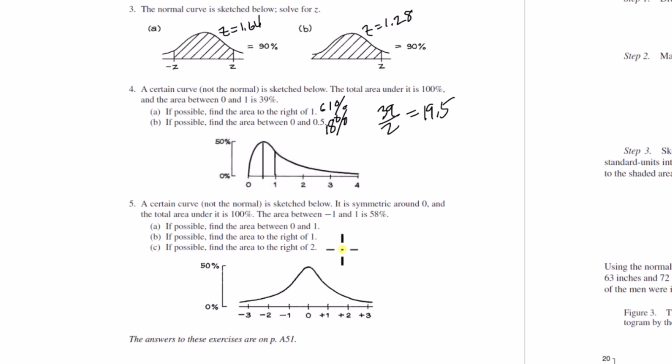All right, so this is good practice. Even using the calculator, you can use the symmetry to help get areas. So if the area between -1 and 1 is 58%, it's telling us this curve is symmetric about 0, like the normal curve. And so the area between 0 and 1 is half of this. What's half of 58? 29.